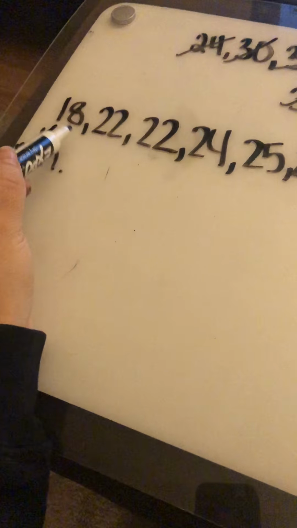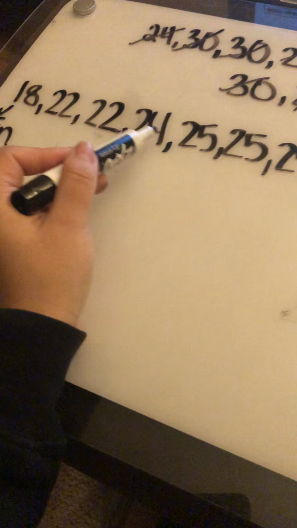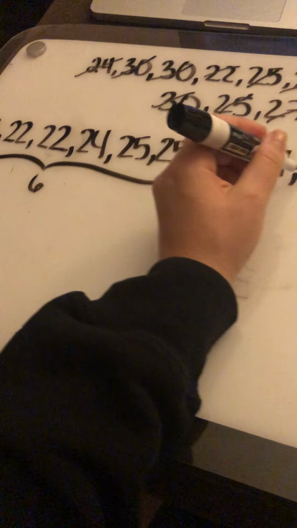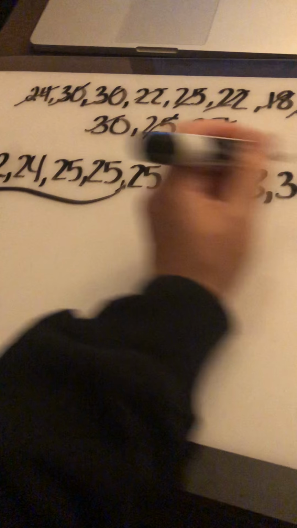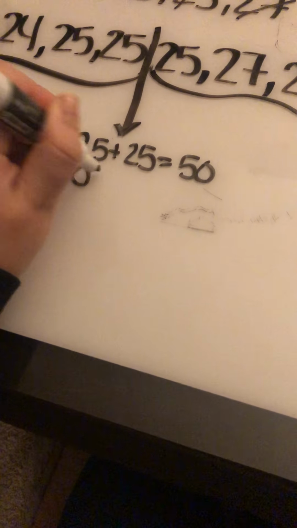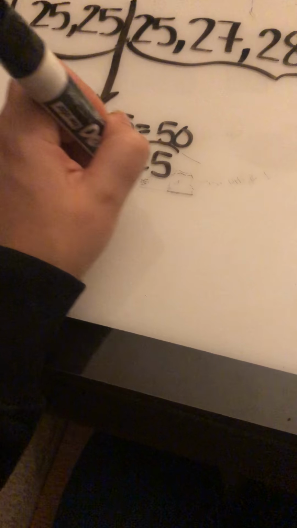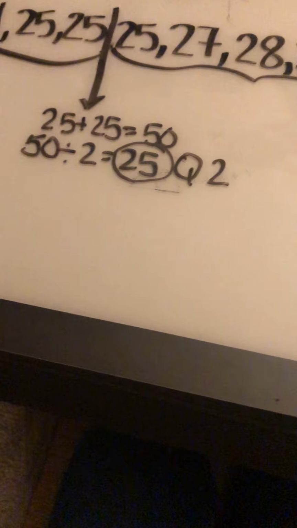So we're gonna count, let's see, 1, 2, 3, 4, 5, 6. This is 6 here. And then 1, 2, 3, 4, 5, 6. There's another 6 here. So our median would be right in between 25 and 25. So we would do 25 plus 25 equals 50. And then 50 divided by 2 equals 25. So our median, or our quartile 2, is 25.